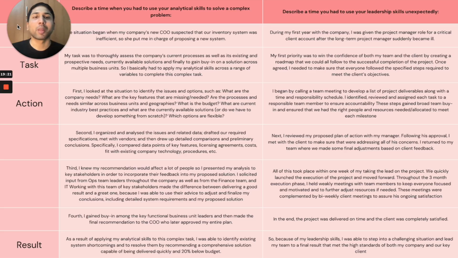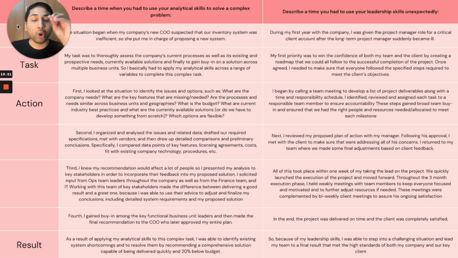So now the task. My first priority was to win the confidence of both my team and the client by creating a roadmap that we could all follow to the successful completion. Once agreed, I needed to make sure that everyone followed the specific steps required to meet the client's objectives. Right. So what are the tasks? Mostly I had to bring the team and the client on the same page and make sure that the project deadline is being met as per the client's objective. Right. Now the action that I took.